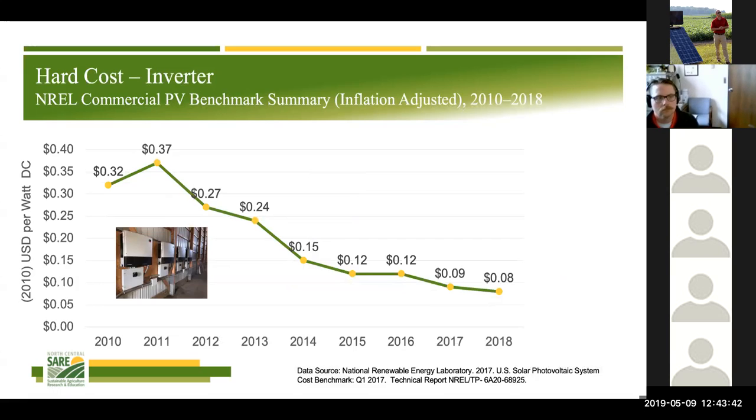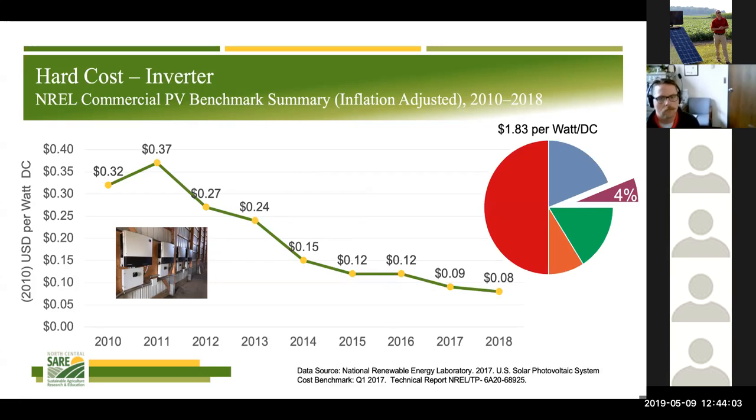So moving on to inverters, we see a very similar trend where we've experienced a 72% reduction in cost for inverters from 2010 to 2018. Now, traditionally, inverters have always accounted for right around 6 to 7% of the total installation cost. Based on the 2018 cost, we're at 4% of the total installation cost accounting towards the inverters.